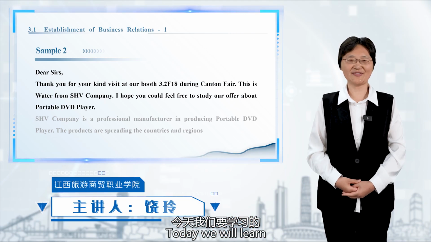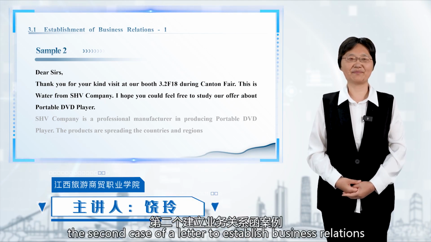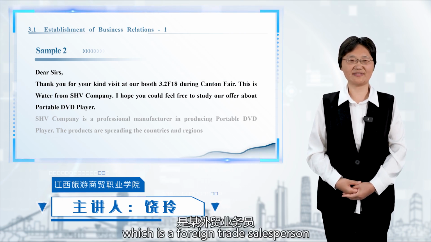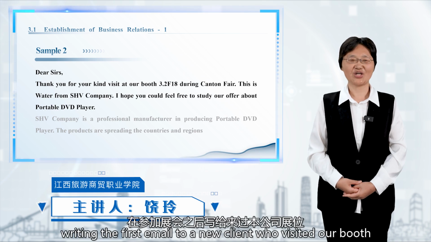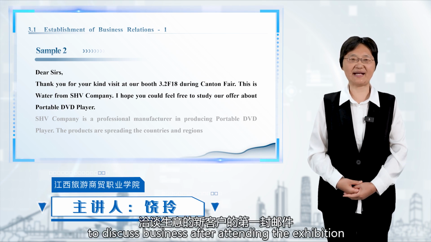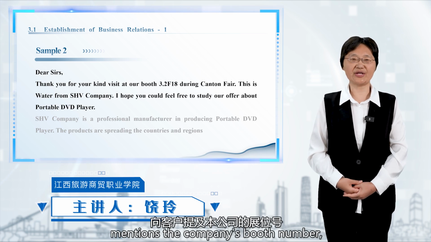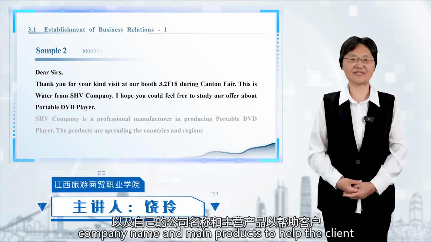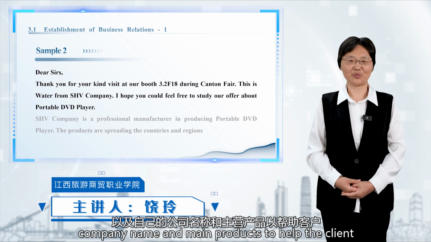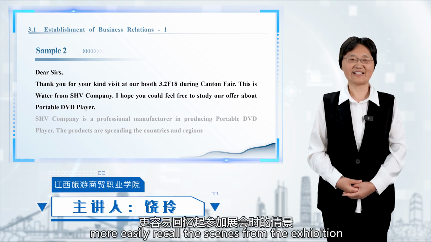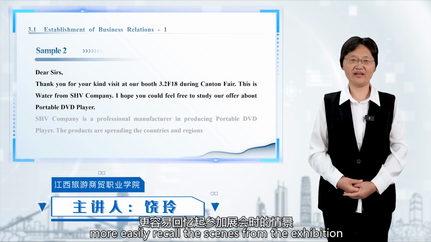Today, we will learn the second case of a letter to establish business relations, which is a foreign trade salesperson writing the first email to a new client who visited our booth to discuss business after attending the exhibition. In the first paragraph of the letter, the salesperson first mentions the company's booth number, company name, and main products to help the client more easily recall the scenes from the exhibition.